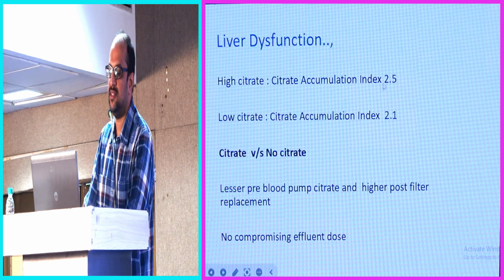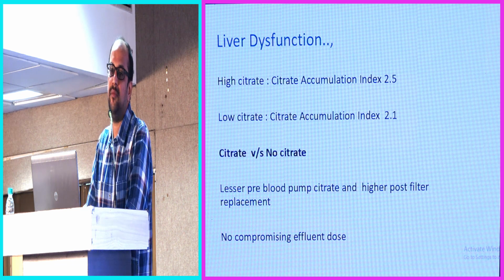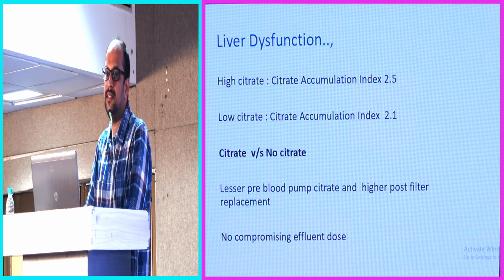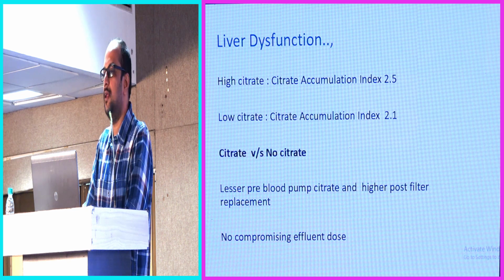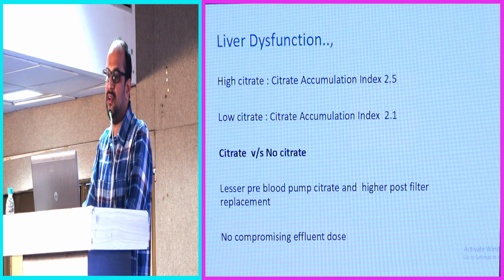Coming to liver dysfunction, if the patient has significant liver dysfunction, as I said, the citrate will be metabolized predominantly in the liver, kidney and skeletal muscle. If the patient is on CRRT, we take it for granted that citrate metabolism will not be occurring in the kidney, and we depend on the liver for conversion of citrate to bicarbonate. So if the liver is not functioning well, the patient will have more and more citrate in his blood, and citrate will accumulate. In this scenario, we take a decision whether to continue citrate or go without any citrate.